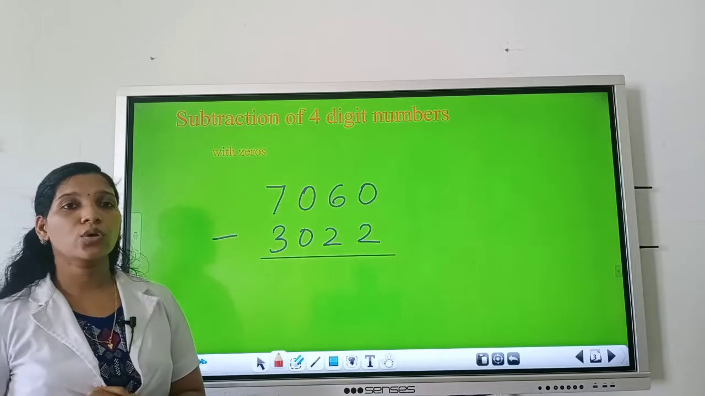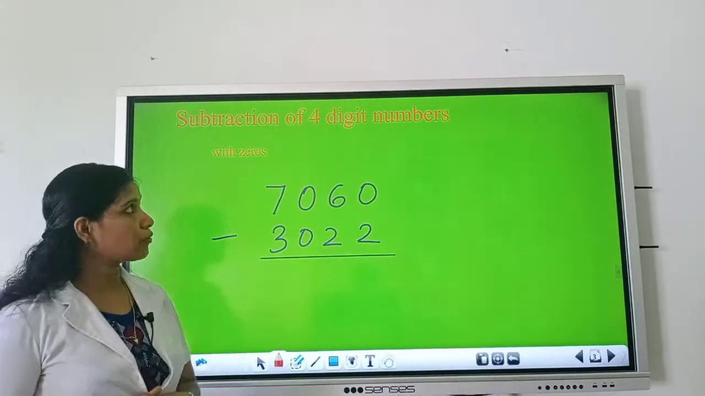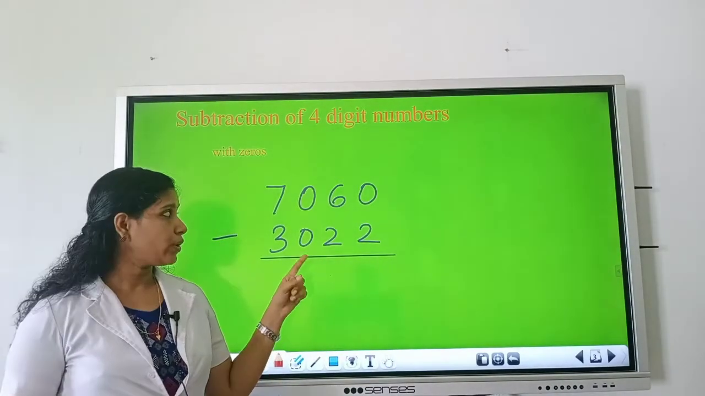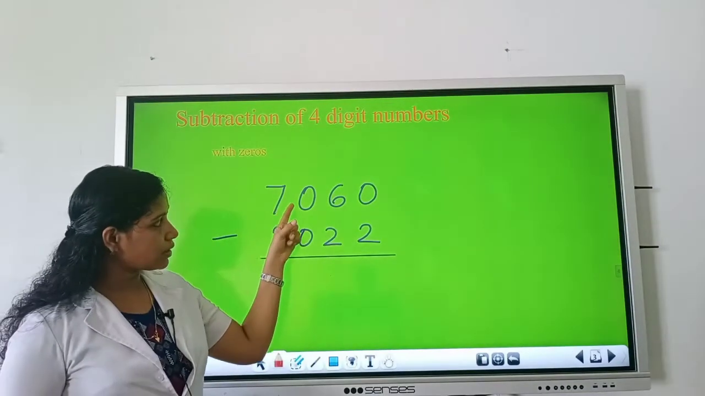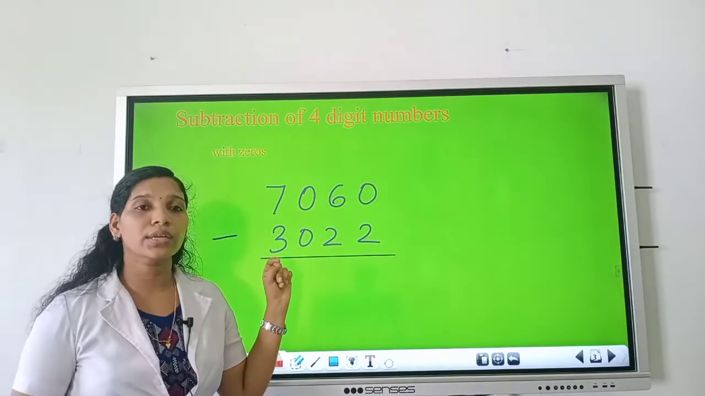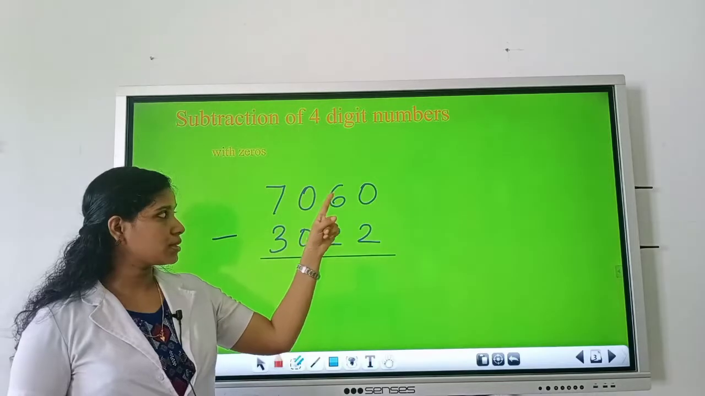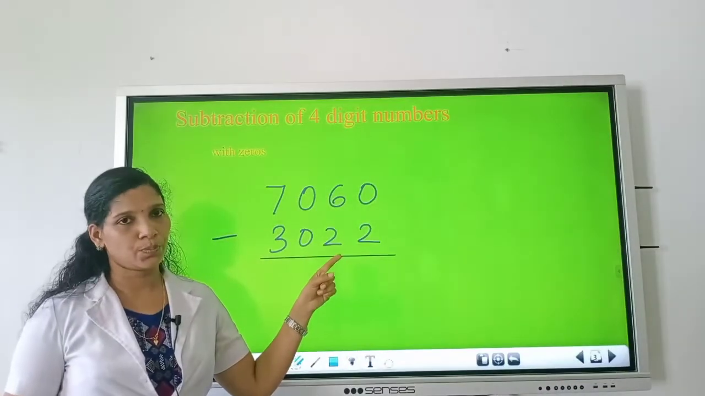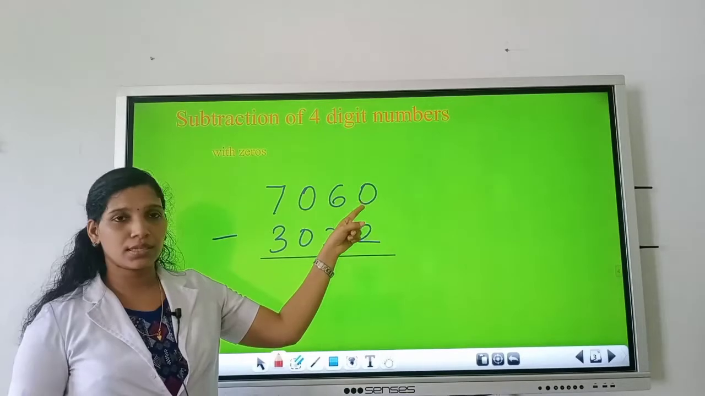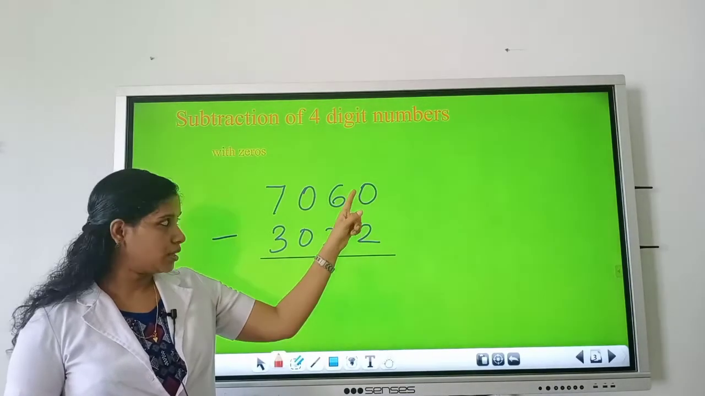Now next we are going to see how to subtract 4-digit numbers with zeros. Okay, you can see a number 7060. How will you read this number? This is 7060 minus 3022. So at the end you can see 0 in the ones place.